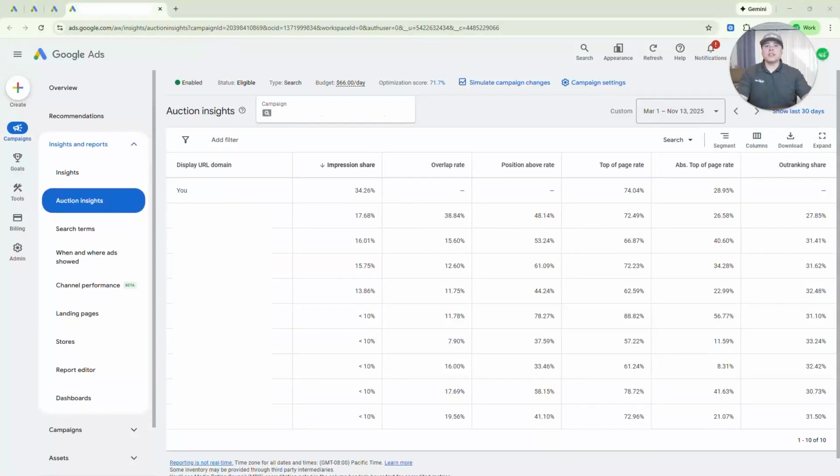Today we're going to be discussing what auction insights are inside of a Google Ads account and why they're so important for us to be able to look at that dashboard and understand what's going on with our ads.